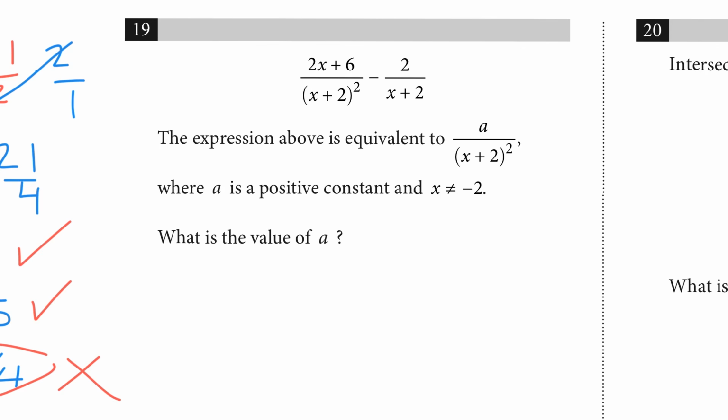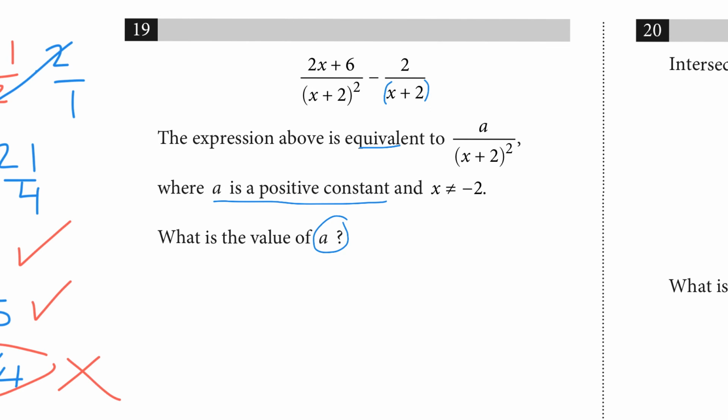2x plus 6 over x plus 2 squared, minus 2 over x plus 2. So when you're adding or subtracting, you need to have the same, what? The same denominator. When you're adding or subtracting fractions or rational expressions, you need to have the same denominator. So the expression above is equivalent to a over x plus 2 squared, where a is a positive constant. So what is the value of a?